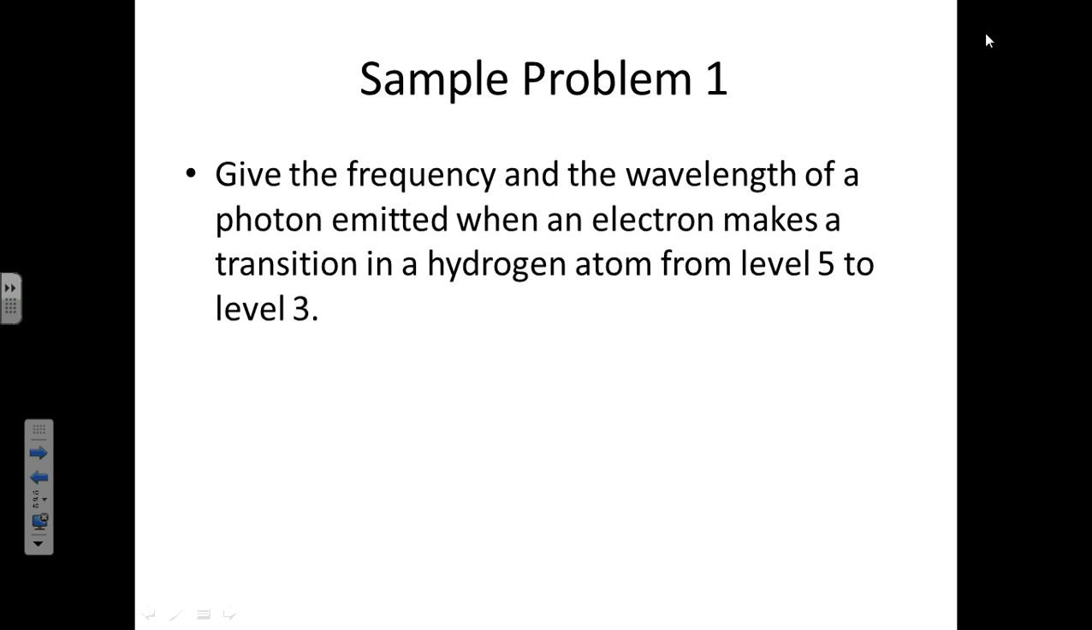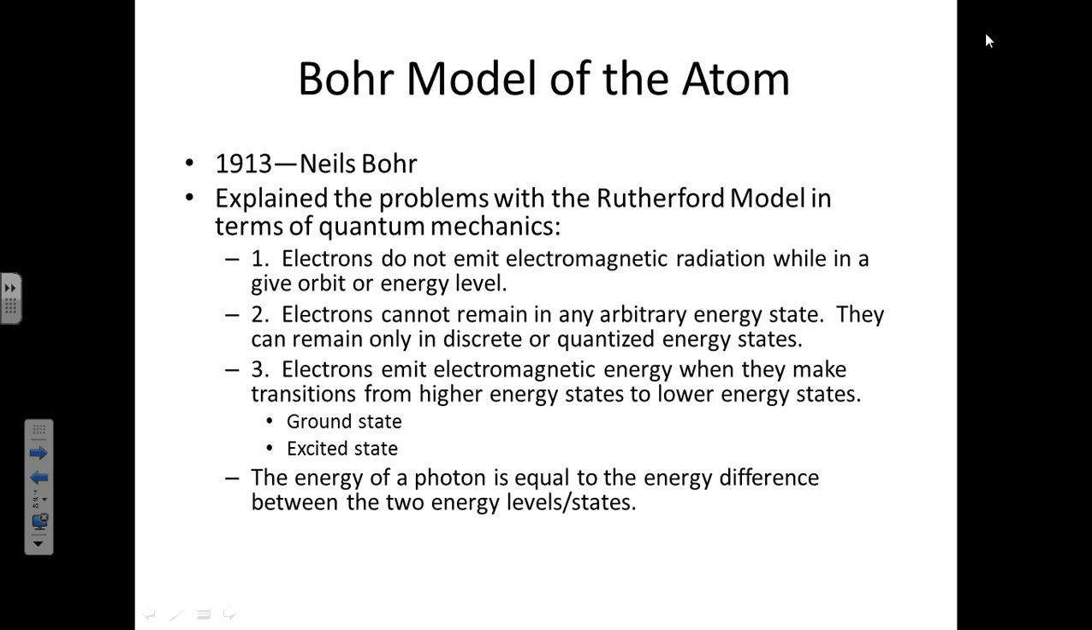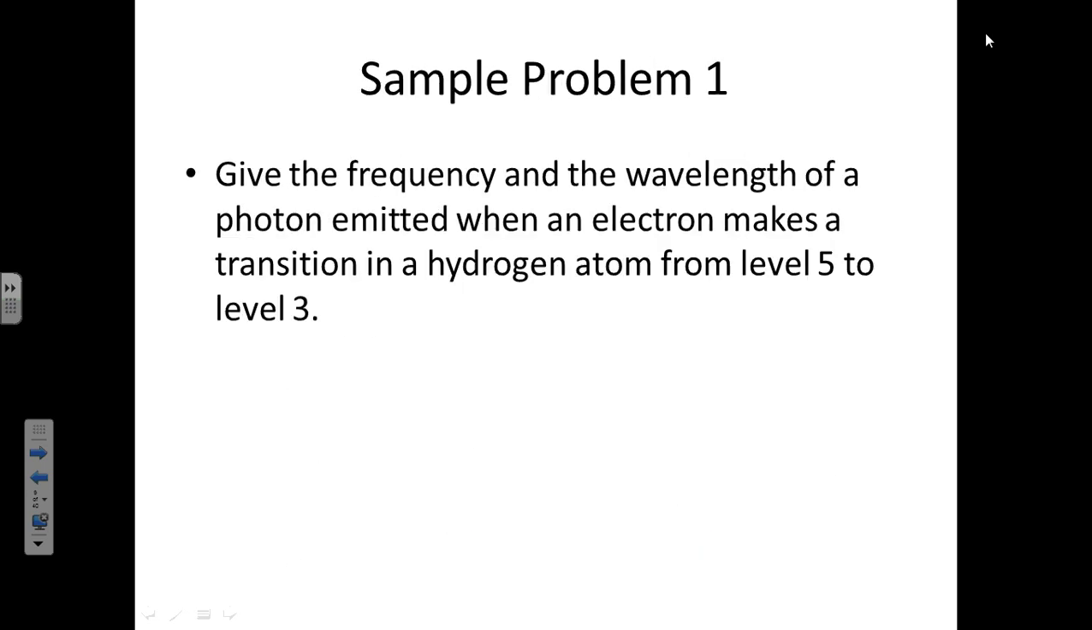So let's work that problem. Let's rework this problem right here just to make sure we know what we're doing. The frequency and the wavelength of a photon emitted when an electron makes a transition in a hydrogen atom from 5 to 3. So let's go back to our chart. At 5, the level is negative 0.54. And at 3, negative 1.51.